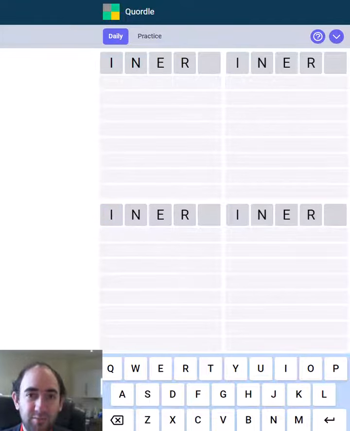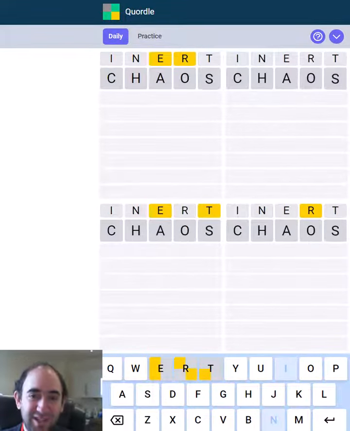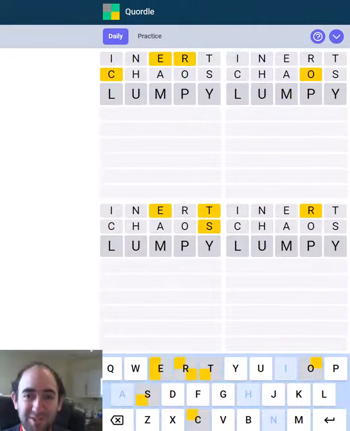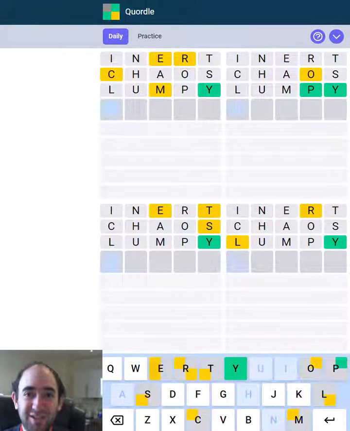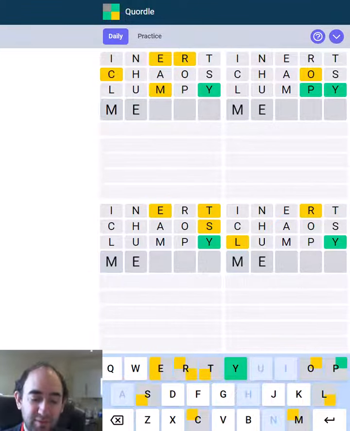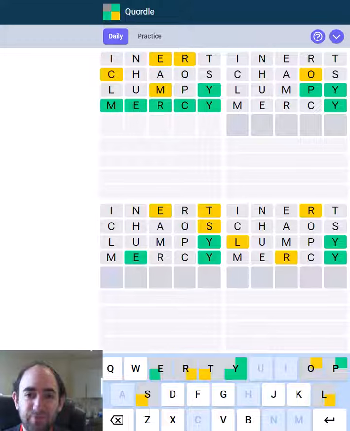Hello again and welcome to your daily dose of inert chaos as I attempt Quordle in a minute, and I'm going to go straight for lumpy because I've got absolutely nothing from those first two letters, two words. But that's very helpful. So mercy in the top left.